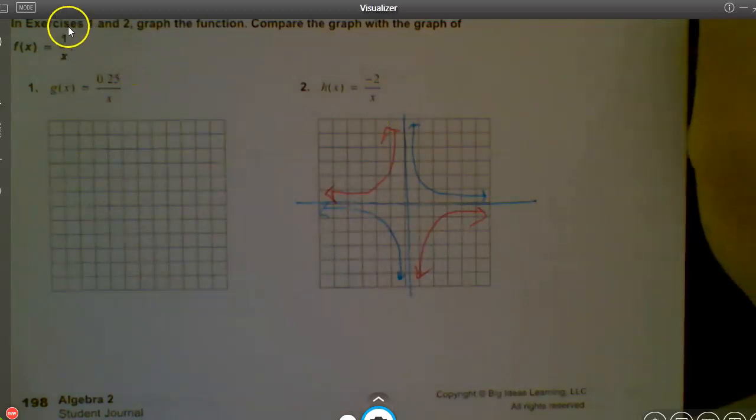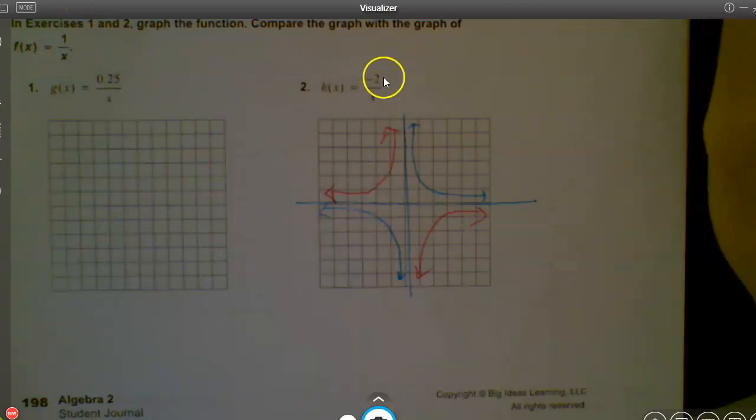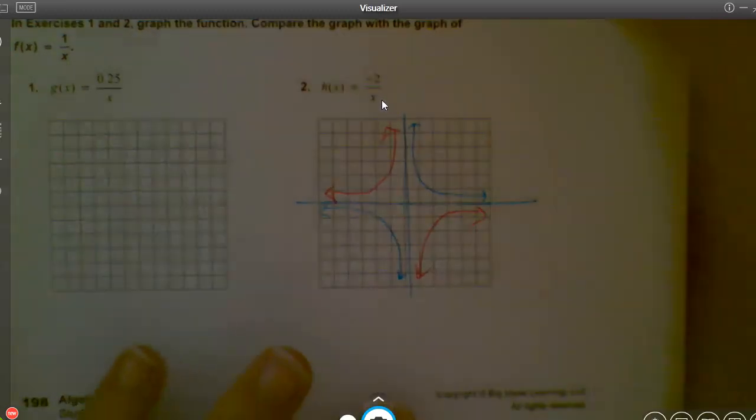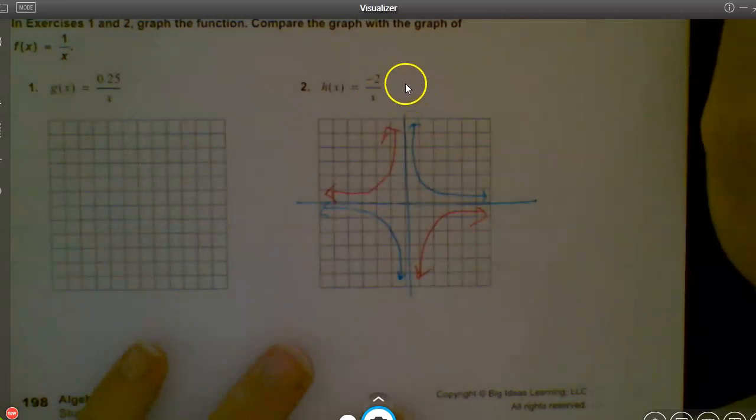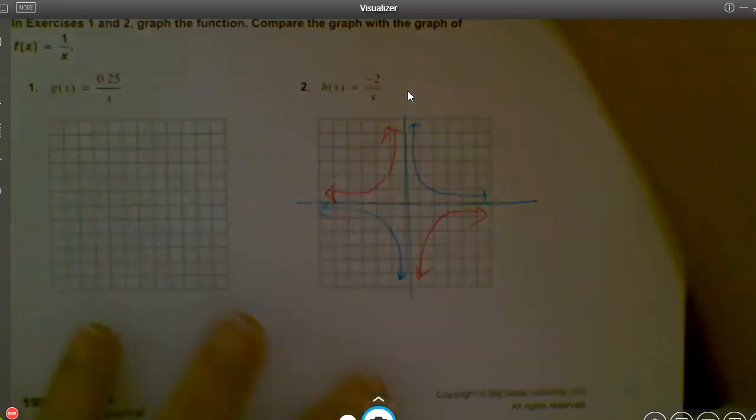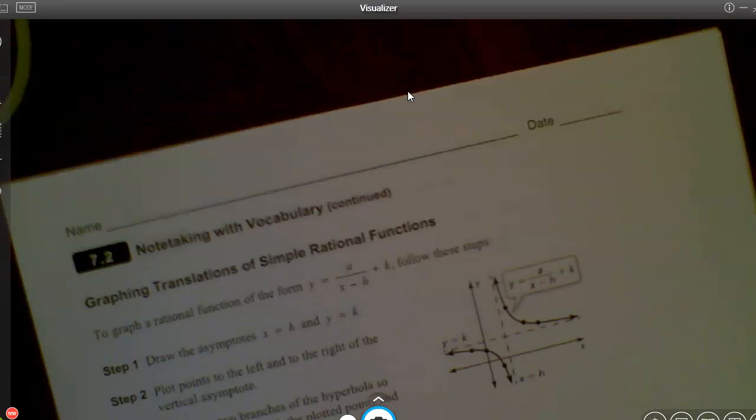But for all of these, they do want you to start with this parent function. So you should start with the blue graph, and then you graph the final image, which would be that red graph that you see right there. And this one didn't have any shifting left or right or up or down because this is just x, and there's no number after it behind it here. So let me flip over to the next page so you can see a couple different ones.